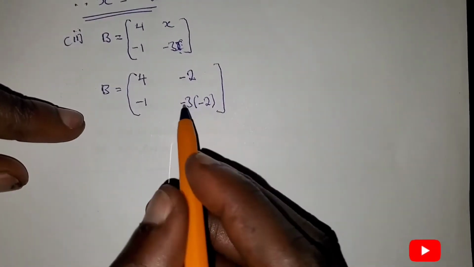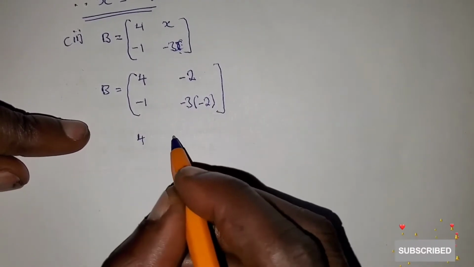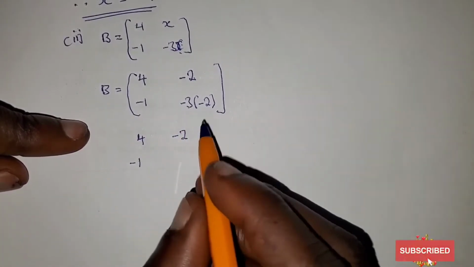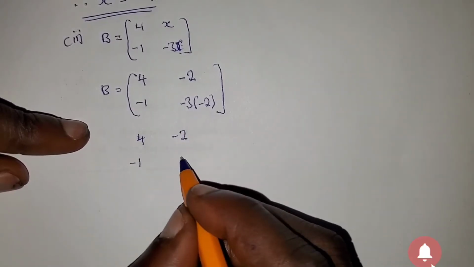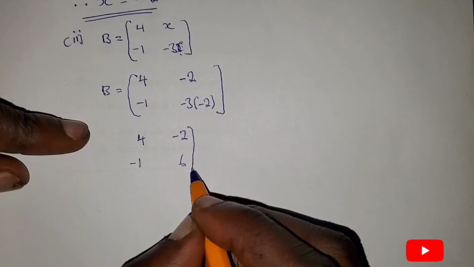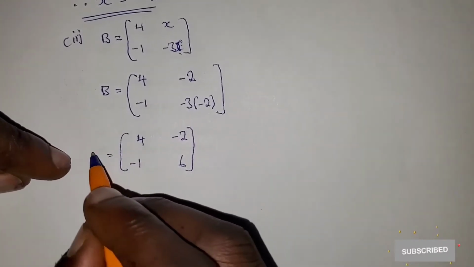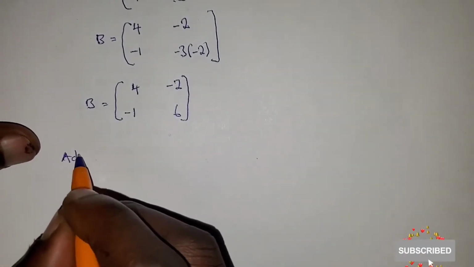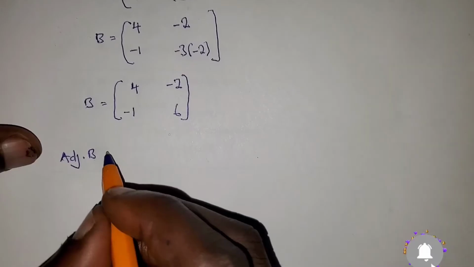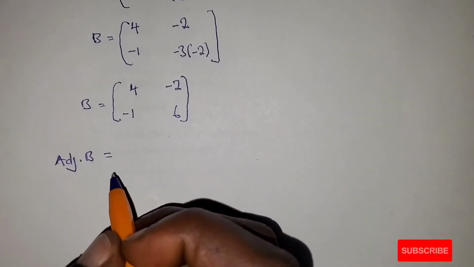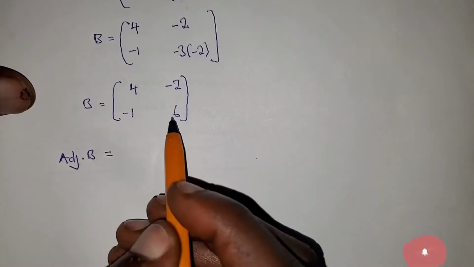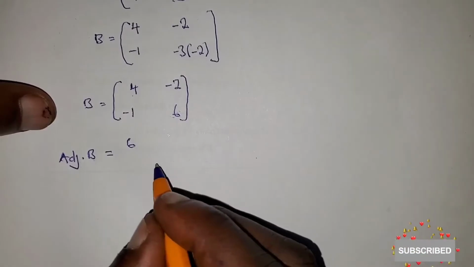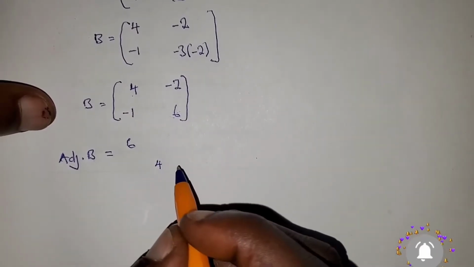Then we can just simply solve here. So it's going to be 4, -2, -1. Negative times negative is positive. 3 times 2 is simply 6. Okay, like this. So this is matrix B. Then you need to find the adjoint matrix. Adjoint matrix for B. What you do is you swap the numbers in the major diagonal. So the 6 will take the place of 4, and the 4 will take the place of 6.